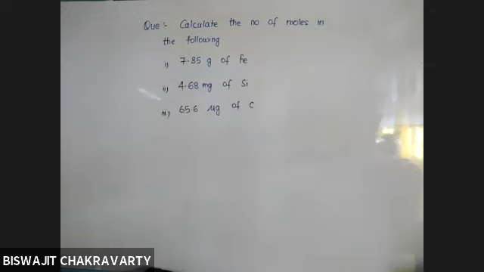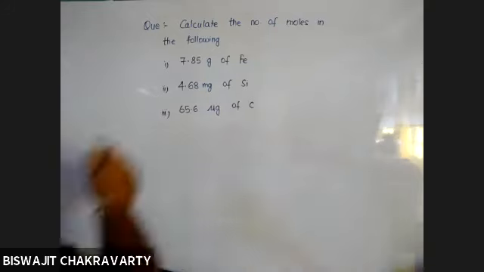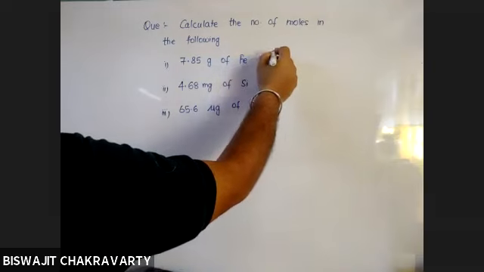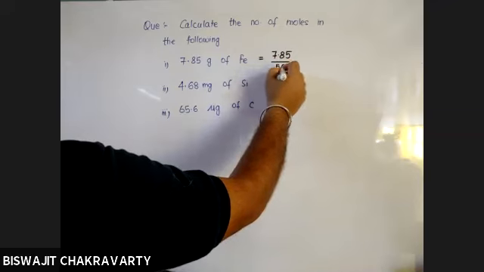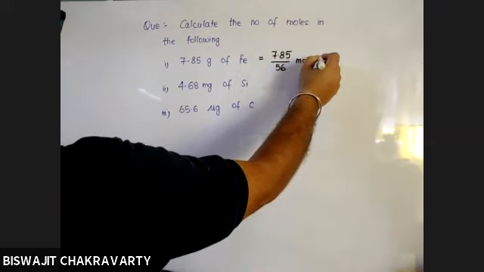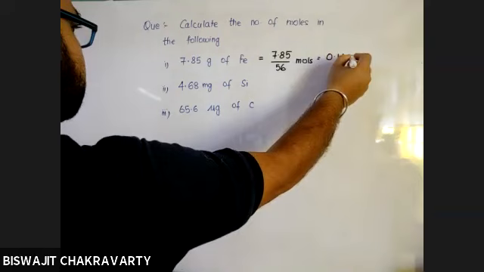Anybody got the first answer or not? Sir, 0.14 mole. Okay, fine. So because the value is given in terms of grams, you have to divide it by molar mass or gram atomic mass of iron, which is 56. So according to you, it is 0.14 moles.